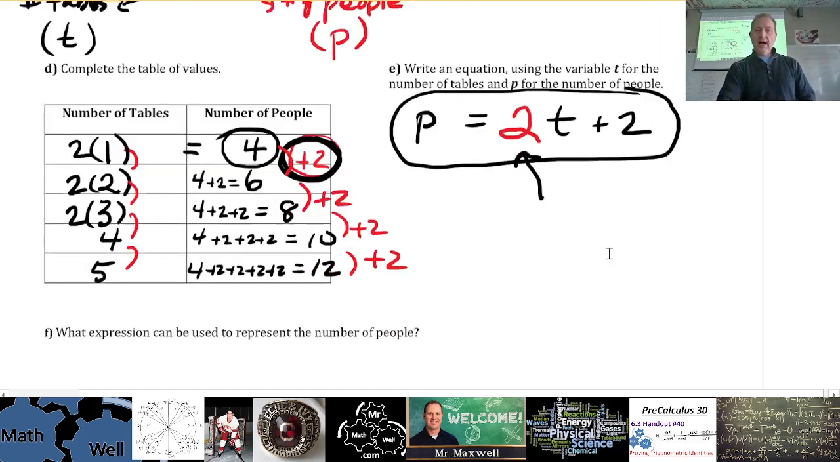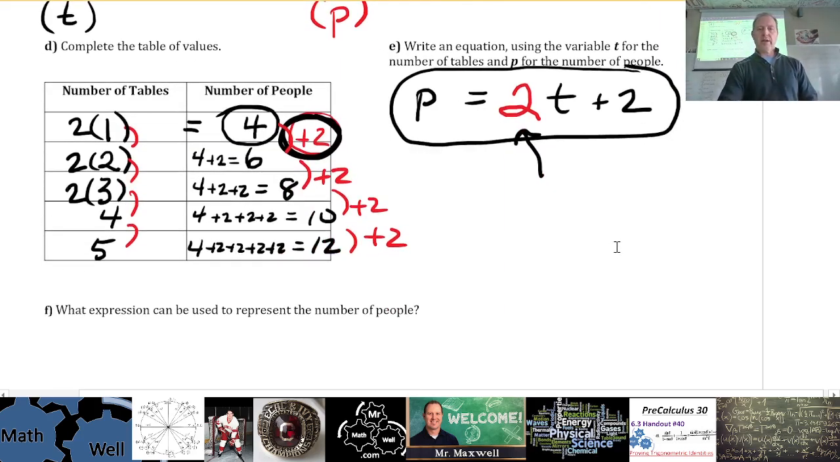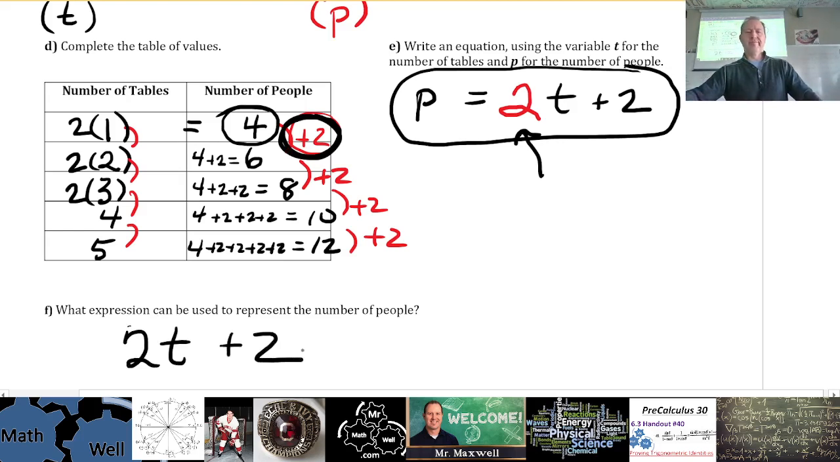That's the equation. What is the expression that can be used to represent the number of people? Really, we just don't write this as an equation. The expression for people is 2t plus 2. That's the expression. It's not an equation.